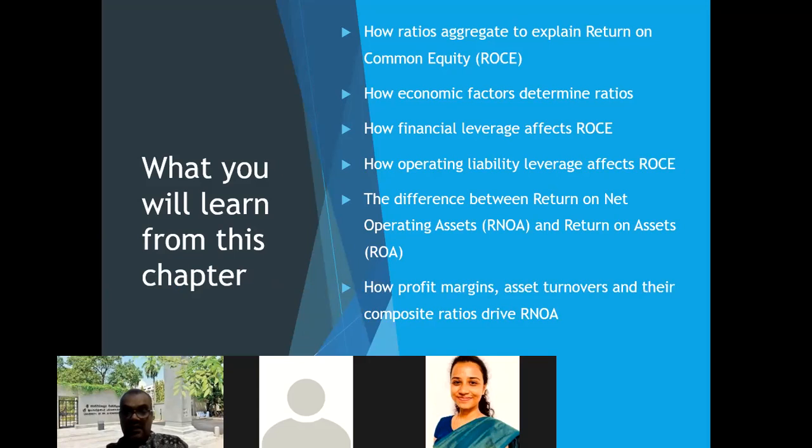How profit margins, asset turnover, and their composite ratios drive return on net operating assets. Last week, we decomposed profitability in a simple way. Remember, how did we decompose the profitability last week? What are the components of profitability, if you use the numbers given in the financial statements as they are? What are the components that we discussed last week?